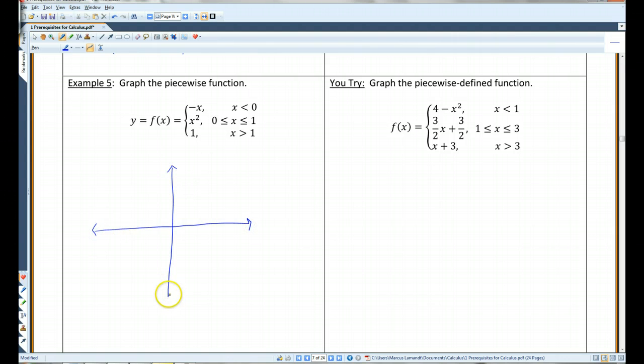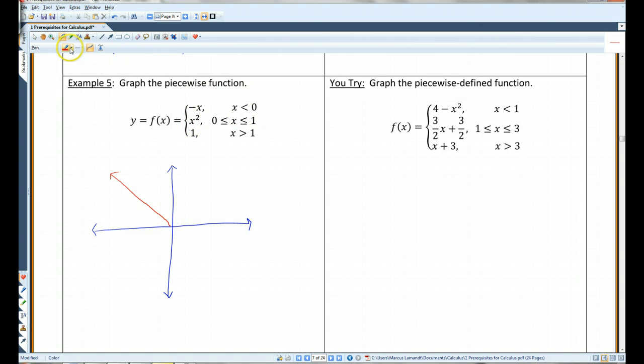So for example, the graph of negative x looks like this. But we're only doing this all the way up to 0. That's the first part of our graph, and it actually doesn't equal 0. There's an opening there, all the way up to 0.